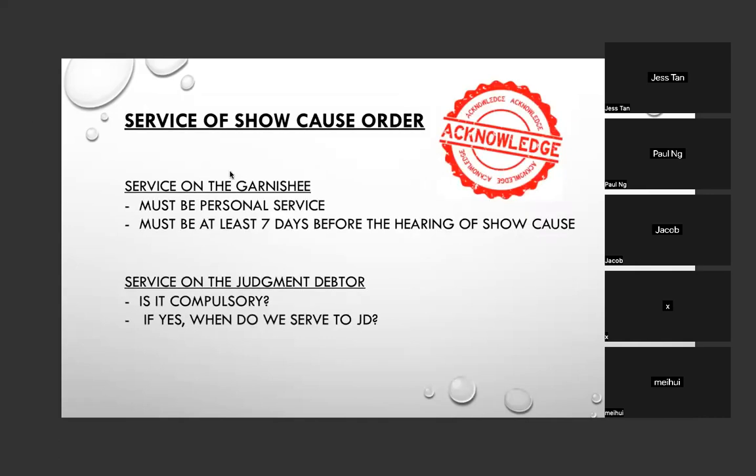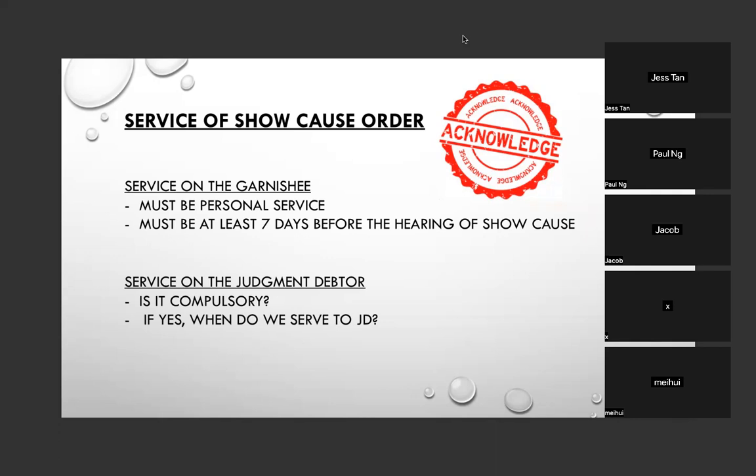So regarding the service of the show cause order, just now we have mentioned that it must be served to the garnishee by way of personal service and must be at least 7 days before the hearing of the show cause order itself. Okay, so what about the judgment debtor? Do you need to serve it to the judgment debtor? It depends. Okay, if let's say it's a final judgment, as in our question, yes, we need to serve the judgment debtor.